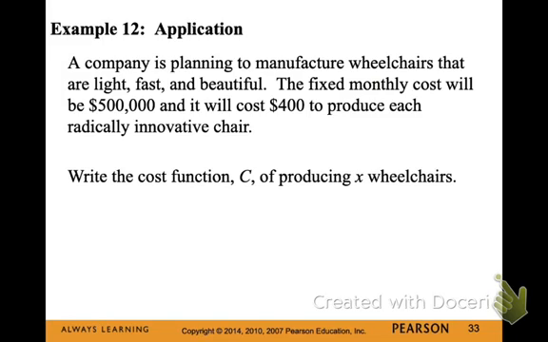Let's look at an application of rational functions. Example 12. A company is planning to manufacture wheelchairs that are light, fast, and beautiful. The fixed monthly cost will be $500,000, and it will cost $400 to produce each radically innovative chair. Let's write a cost function. So C equals that fixed cost of $500,000 plus $400 for each chair, so we'll say times x.